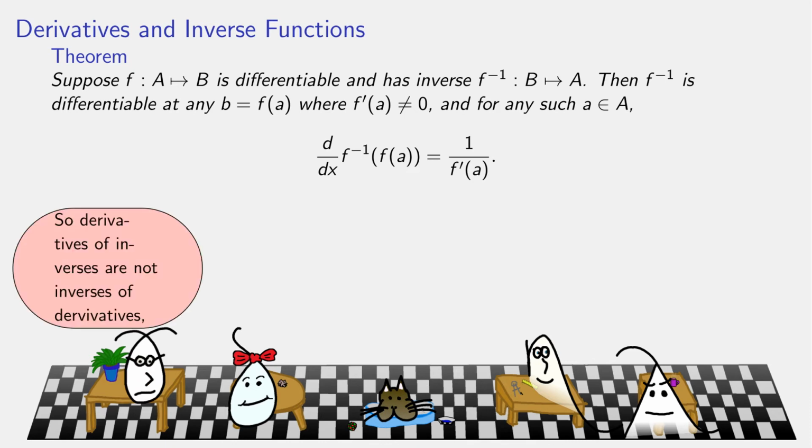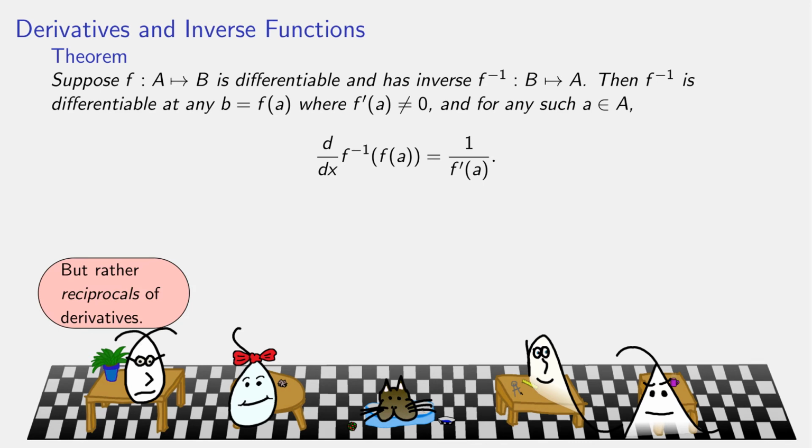Right, derivatives of inverses are not inverses of derivatives, okay? So in this formula, on the left, we're computing the derivative of the inverse. On the right, I do not have f prime inverse. We have 1 over f prime, which is the reciprocal of the derivative, not the inverse of the derivative. It is not f prime inverse, it's 1 over f prime.